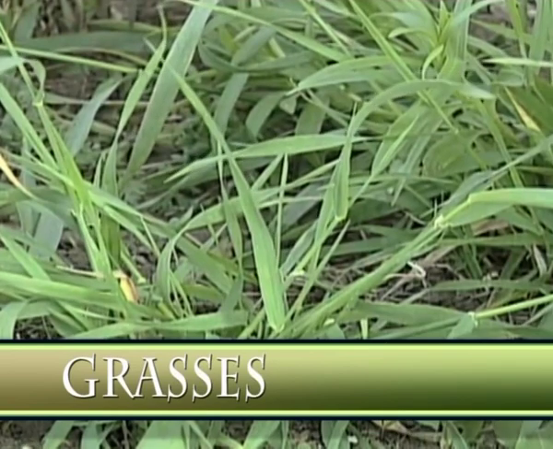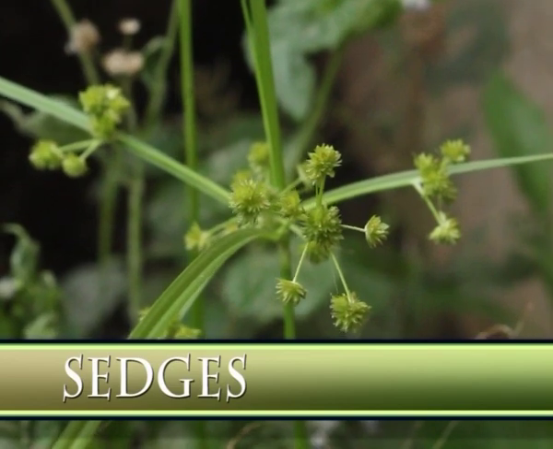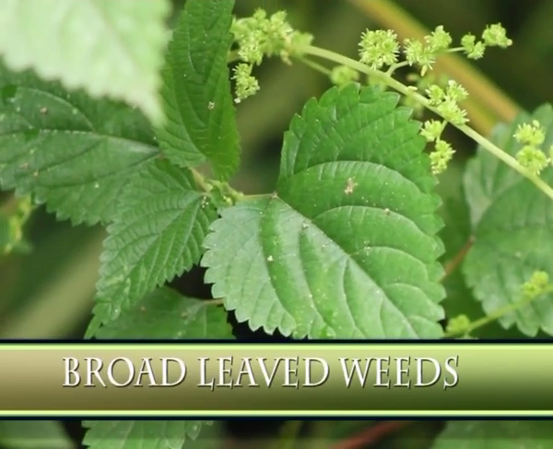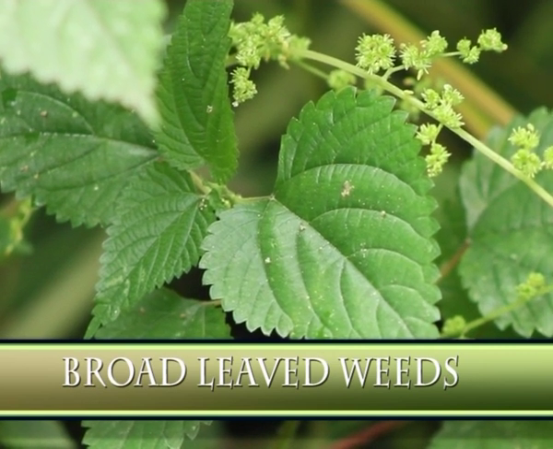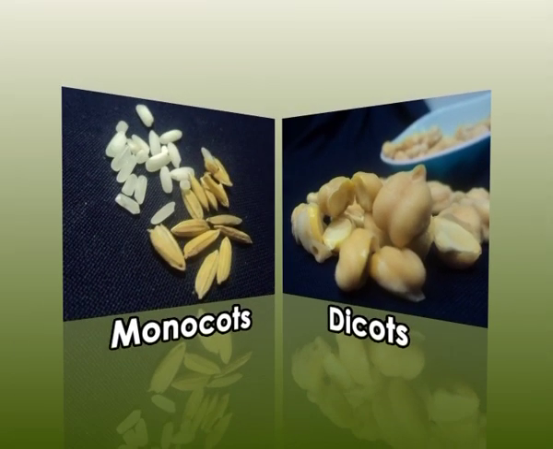Classification based on morphology or cotyledon characters. This is the most widely used classification by weed scientists. So, weeds are generally divided into three groups. That is, number 1, grasses, number 2, sedges, number 3, broadleaf weeds. Based on cotyledon characters, they are classified into monocots and dicots.